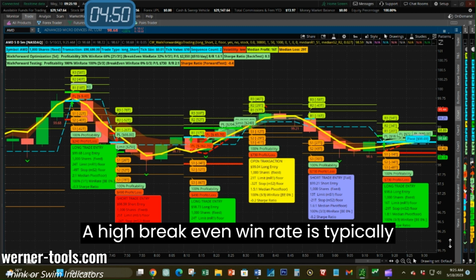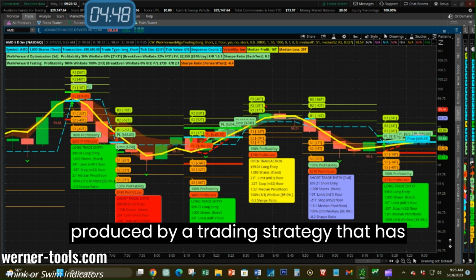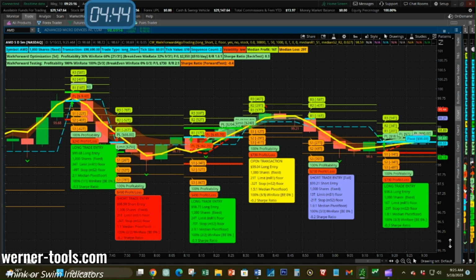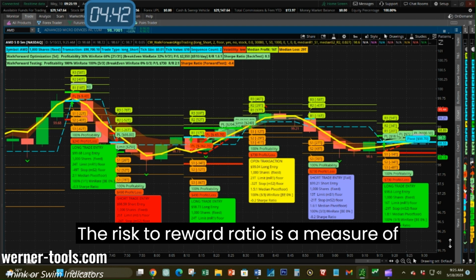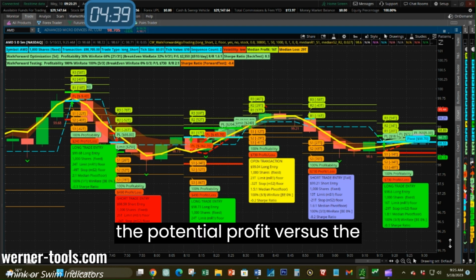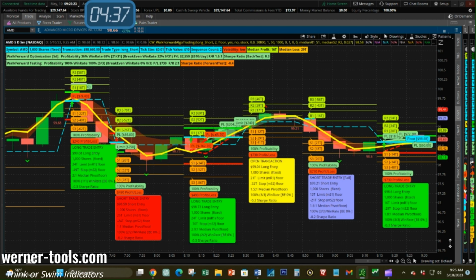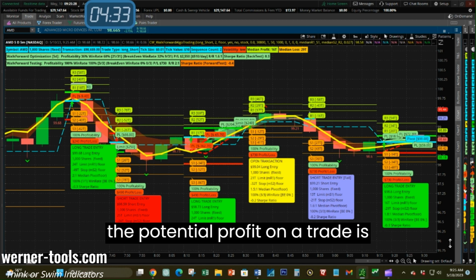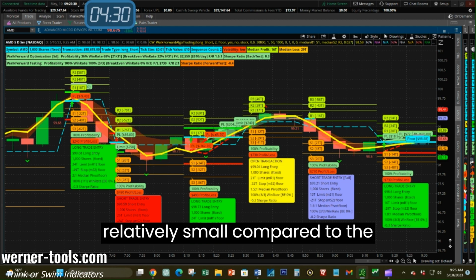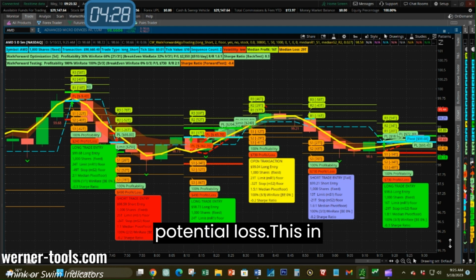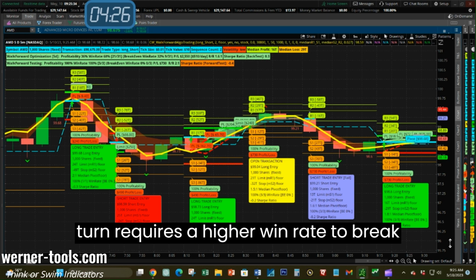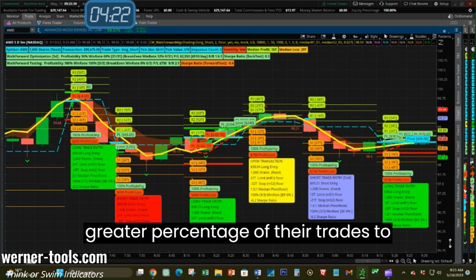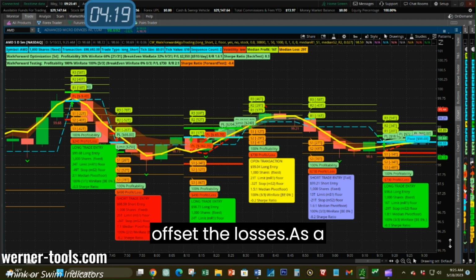A high break-even win rate is typically produced by a trading strategy that has a low risk-to-reward ratio. The risk-to-reward ratio is a measure of the potential profit versus the potential loss on each trade. A low risk-to-reward ratio means that the potential profit on a trade is relatively small compared to the potential loss. This, in turn, requires a higher win rate to break even, as the trader needs to win a greater percentage of their trades to offset the losses.